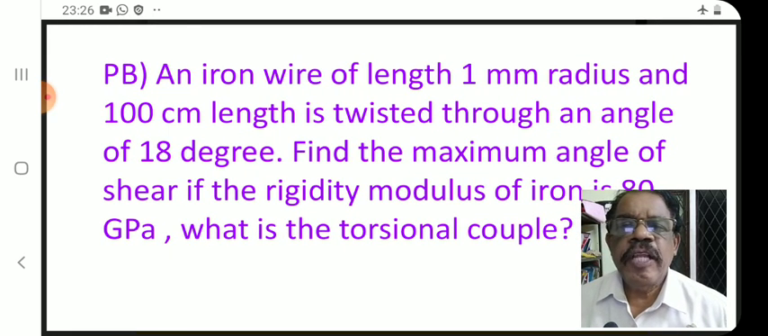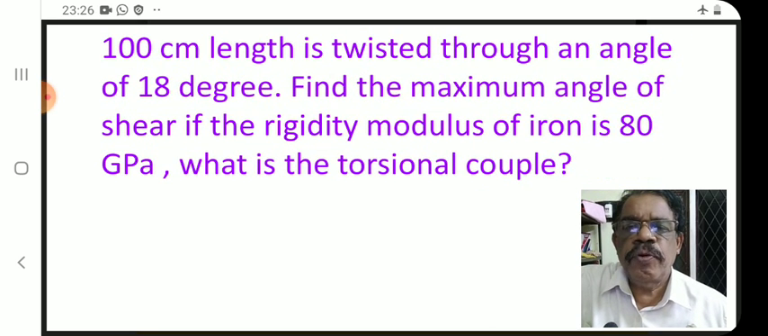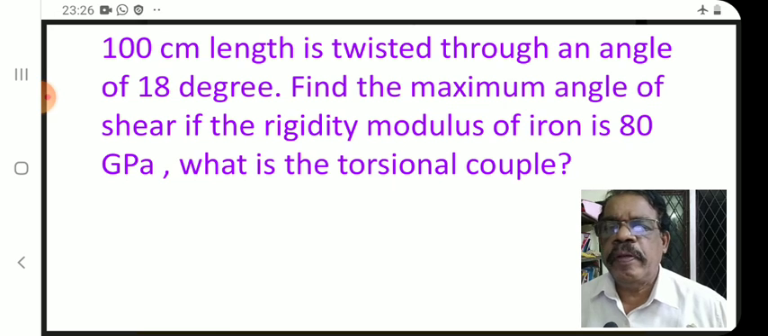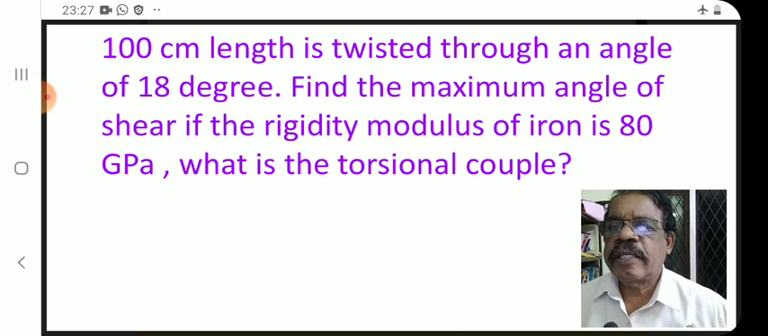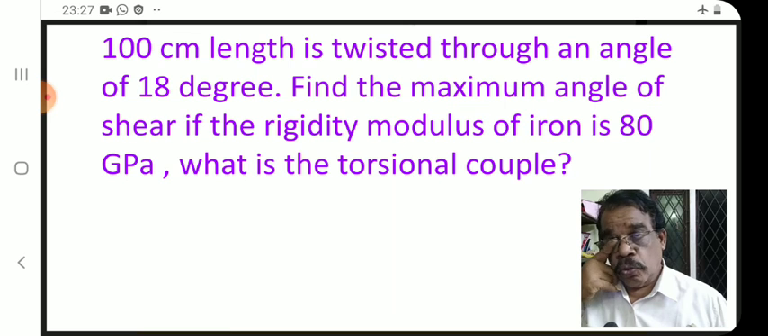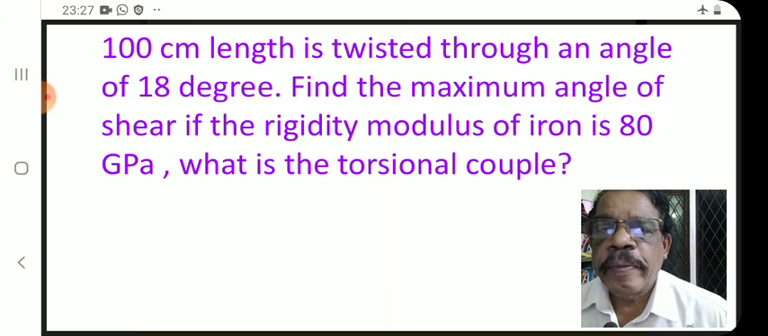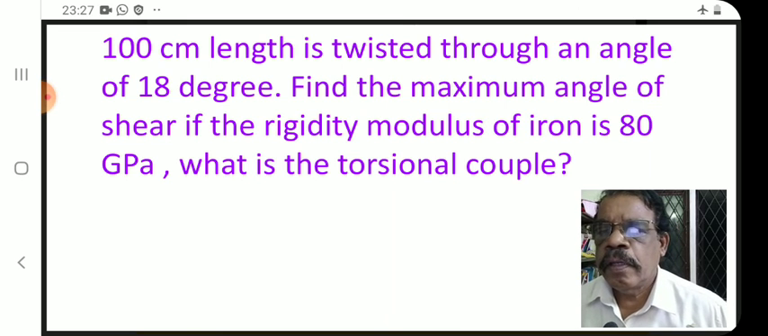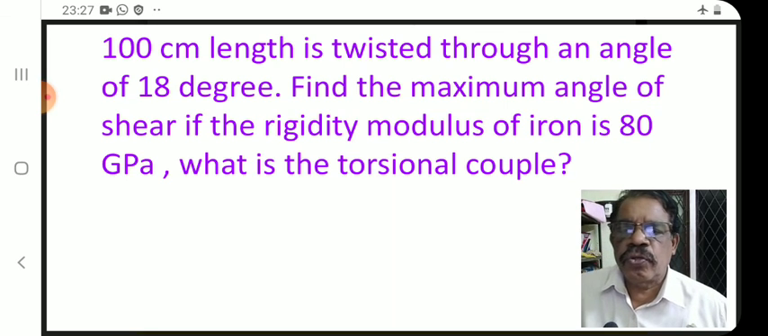An iron wire of 1 mm radius and 100 cm length is twisted through an angle of 18 degree. Find the maximum angle of shear if the rigidity modulus of the iron is 80 GPa. Find the angle of shear. Next sentence: if the rigidity modulus of iron is 80 GPa, what is the torsional couple? So you have to write this sentence separately. Find the maximum angle of shear. First, if the rigidity modulus of iron is 80 GPa, what is the torsional couple?